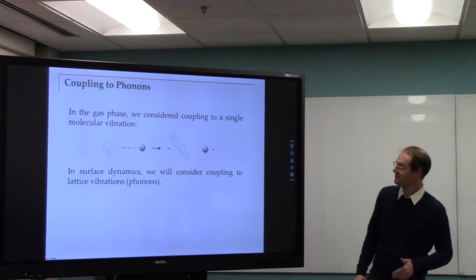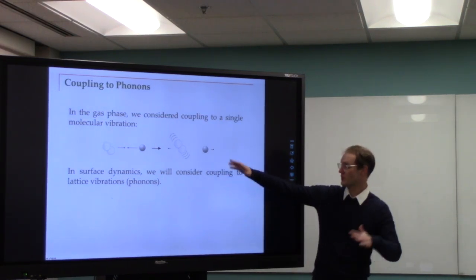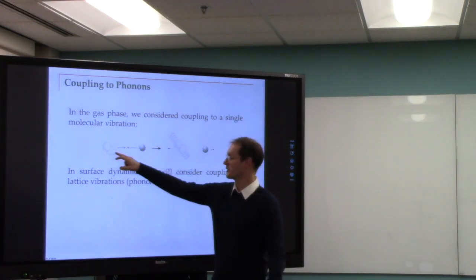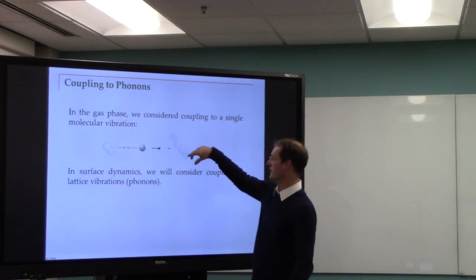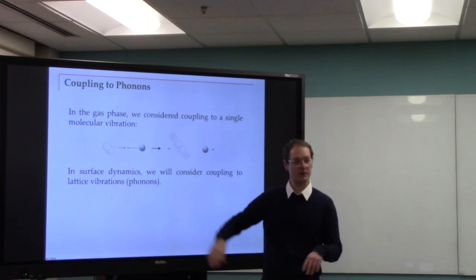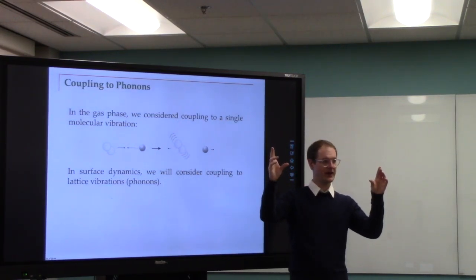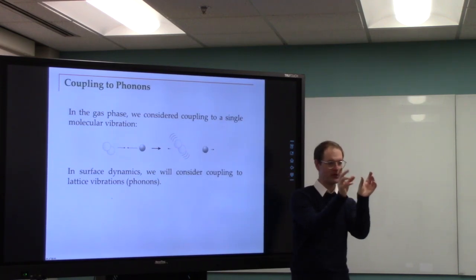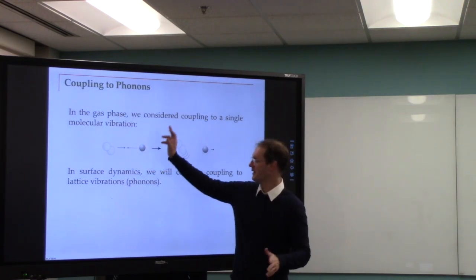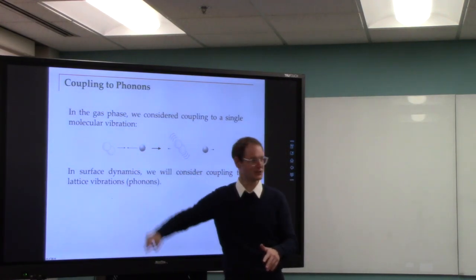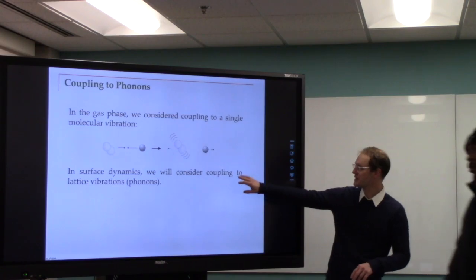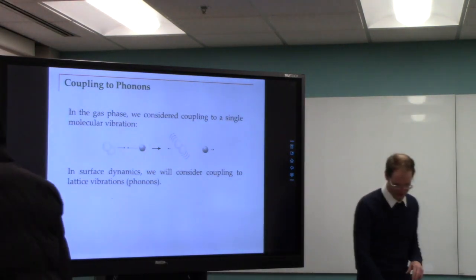Okay, so we've talked about an analogous problem in the gas phase where you have a collision between gas phase partners and you excite vibration, so you transfer vibrational energy. We also looked at least one example where you had near resonant transfer of vibration from one molecule to another molecule, and that was actually much more efficient than transfer of translational energy to vibrational energy. But in surface dynamics, we're going to consider coupling to the lattice vibrations of a solid.